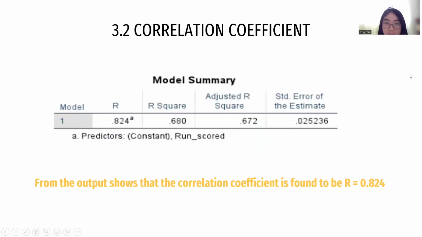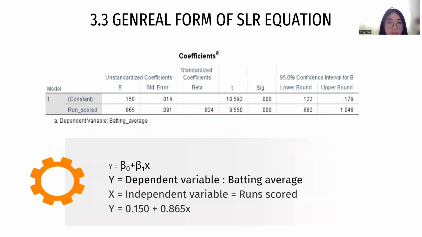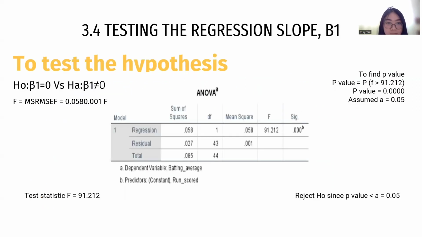Second is the correlation coefficient. From the output, the correlation coefficient is 0.824. Third is the general form of the SLR equation. The format is y equals beta 0 plus beta 1 x. The dependent variable is batting average and the independent variable is run score. So y equals 0.150 plus 0.865x.